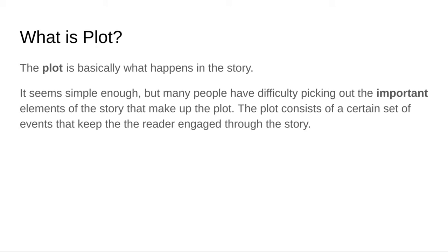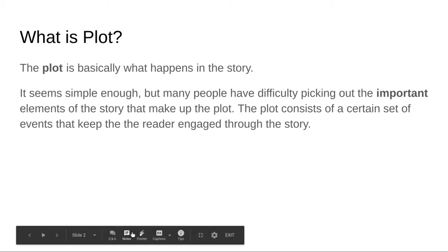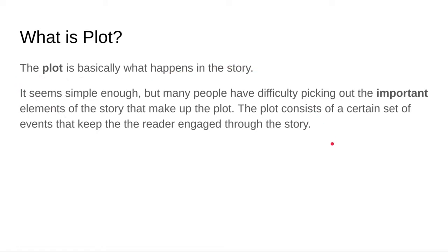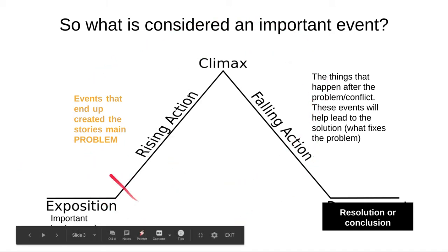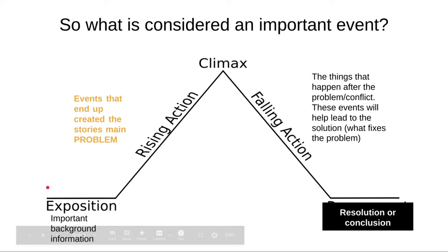The plot is basically what happens in the story. It's the important things that happen in the story, to be more specific, but how do you know if it's important or not? Well, let me explain. At the beginning of the story, the author starts to introduce the characters and the setting and all that kind of stuff, and this is called the exposition. It gives the reader important background knowledge that they need to know to really understand why the characters behave the way that they behave, why things are happening the way they are, and those sort of things.